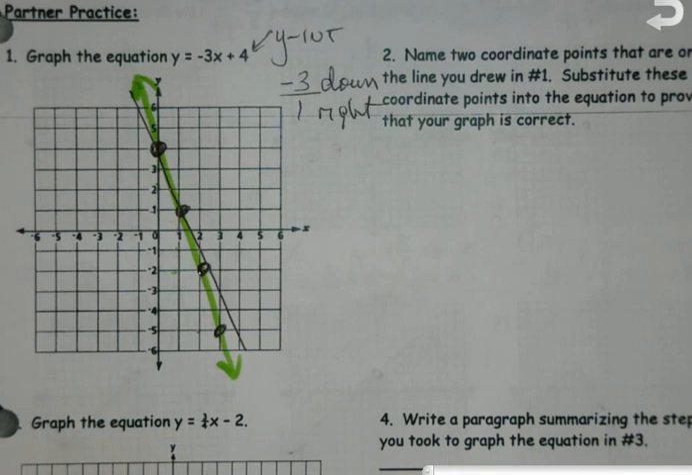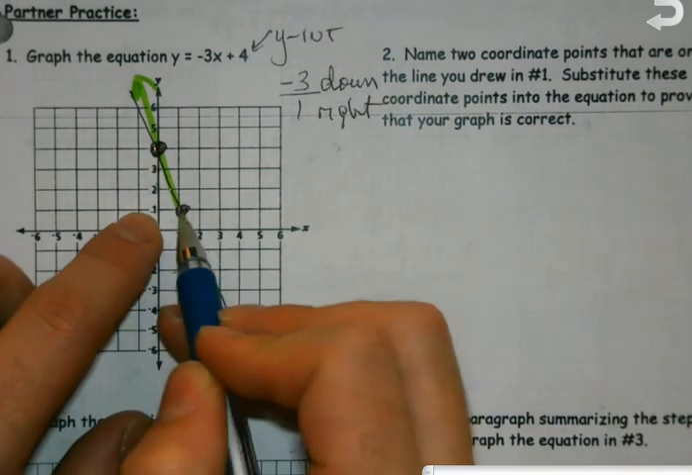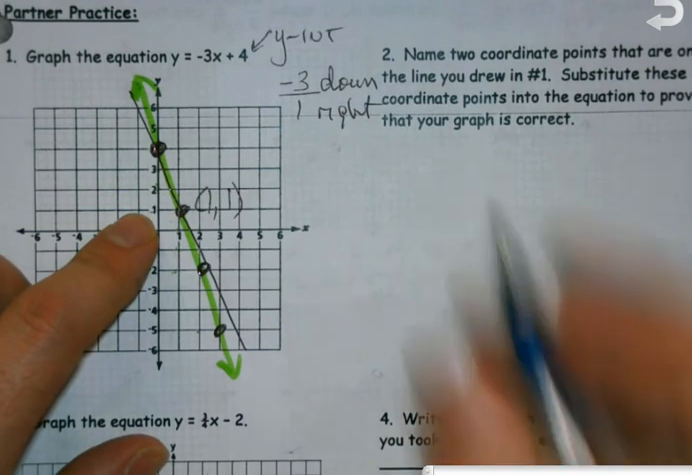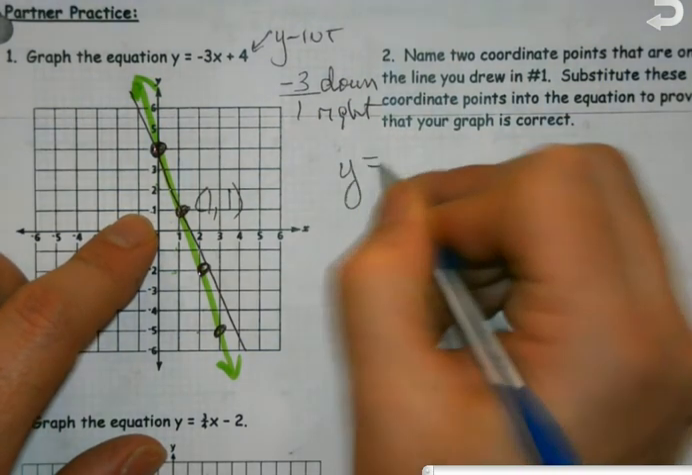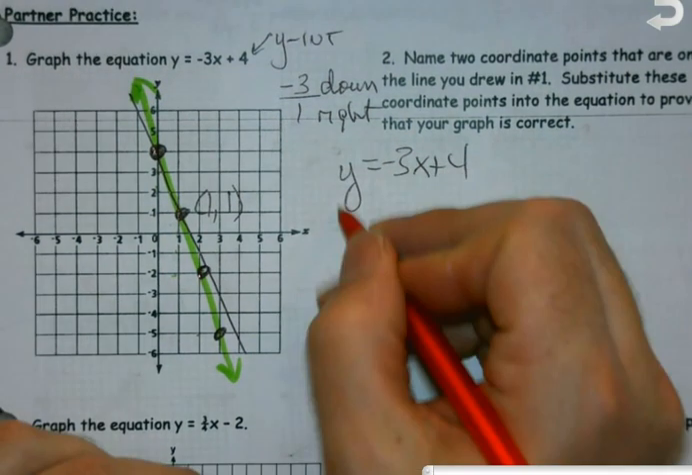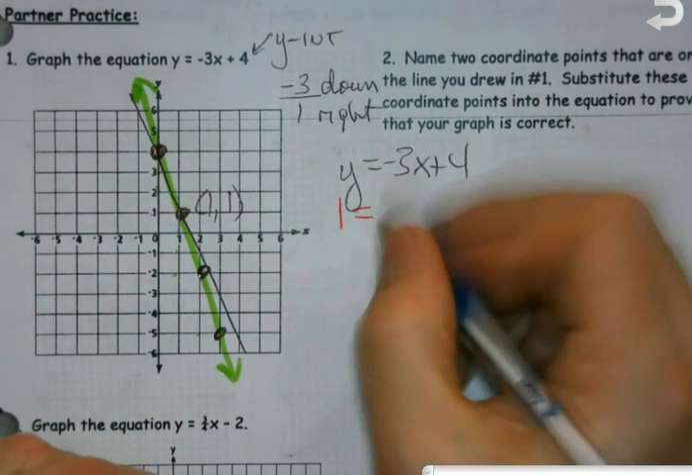What you could see to make sure that your graph is right. We'll only do this for one of them, just so you can see how it works. So let's say I choose this point. This point's at 1, 1. What I could do is I could take my equation that I have, and I could plug a 1 in each place that I have a variable.